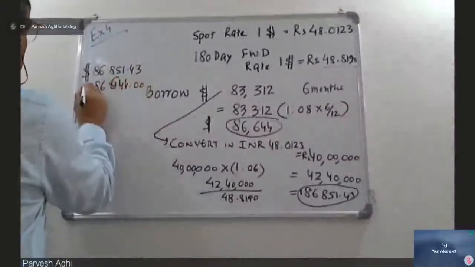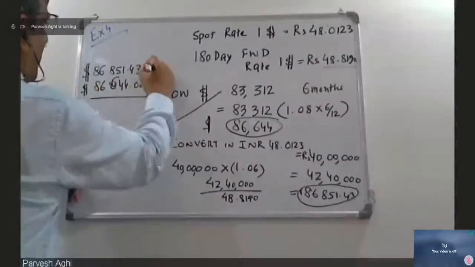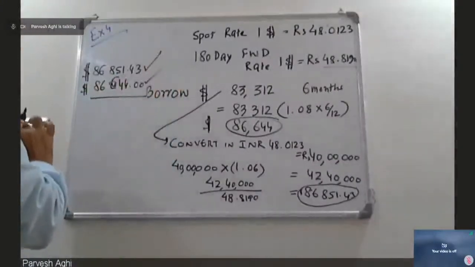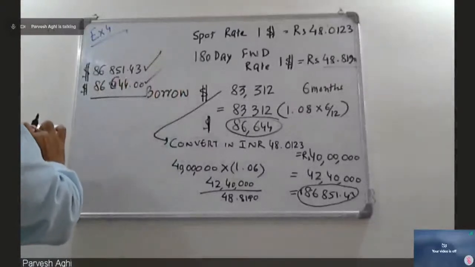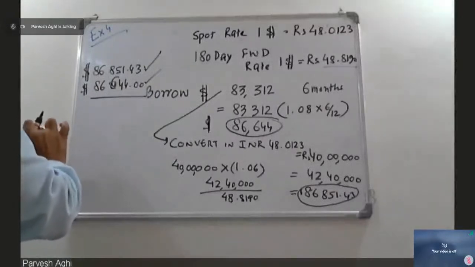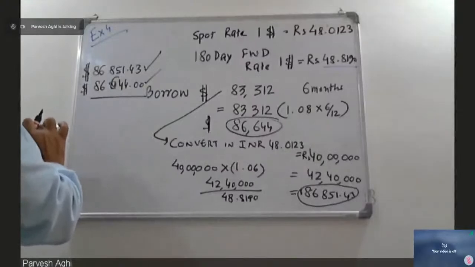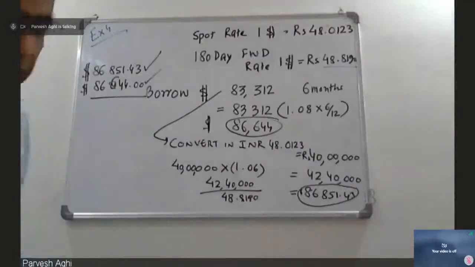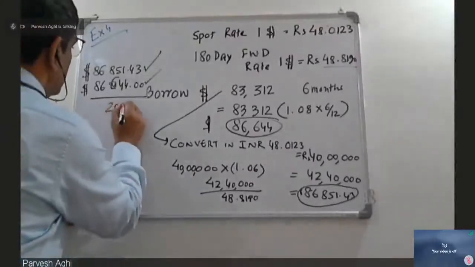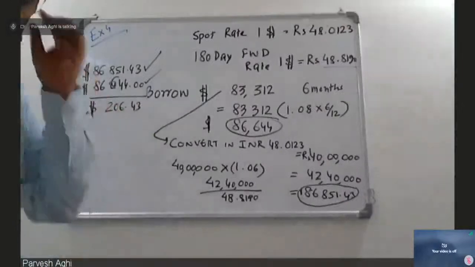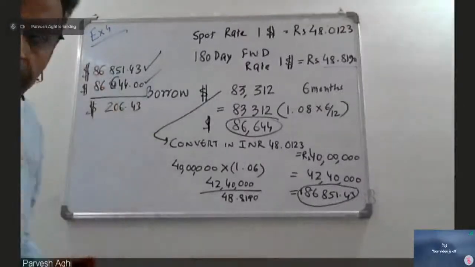$644.00. So that means I have got more dollars and less of my liability. Okay, so I will be making a gain: 86,851.43 minus 86,644. So the gain will be $206.43. So this is the gain that I am getting.